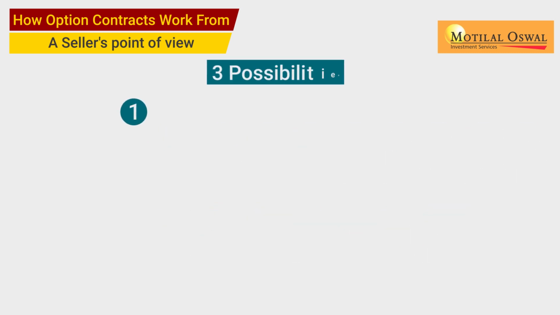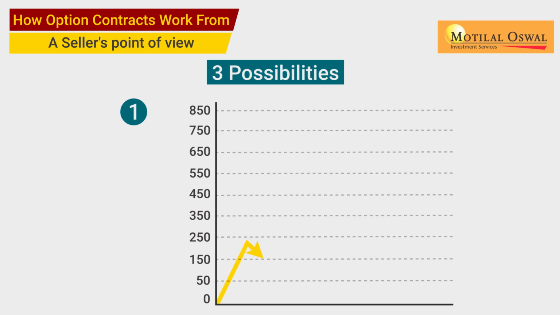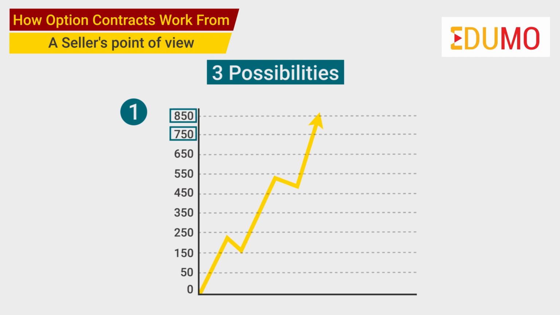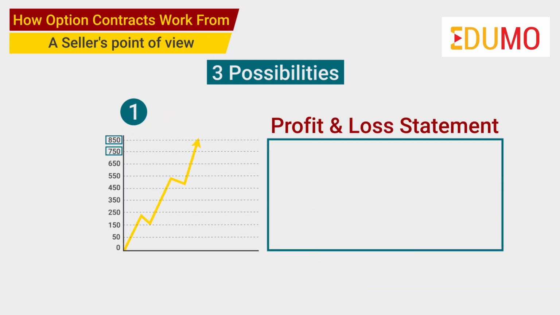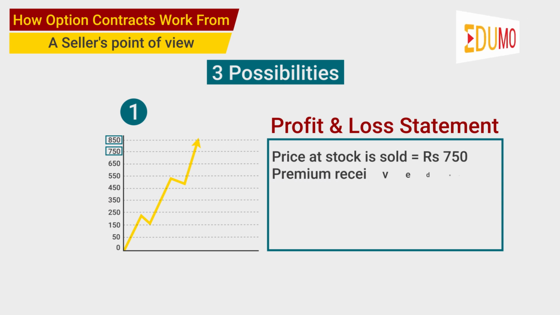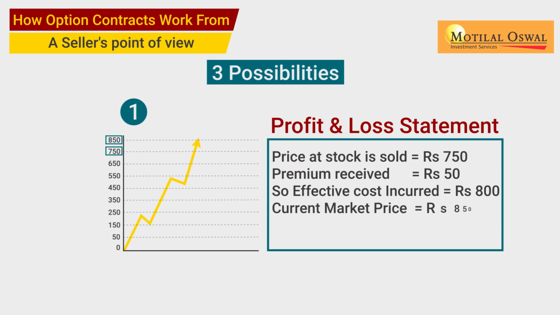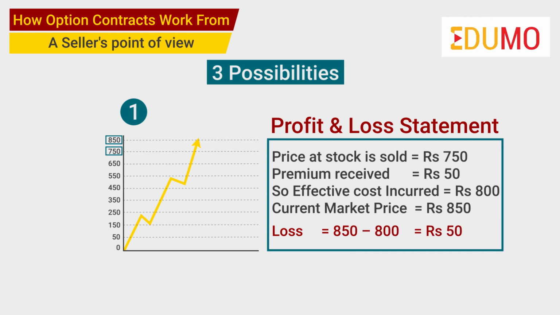Case 1. The stock price can increase, say to Rs 850. If the stock price goes up, then you are under an obligation to sell the stock at Rs 750. The P&L would look like this. Price at which the stock is sold by you is equal to Rs 750. Premium received Rs 50. So effective cost incurred is equal to Rs 800. Current market price is equal to Rs 850. Loss is equal to 850 minus 800, that is Rs 50.